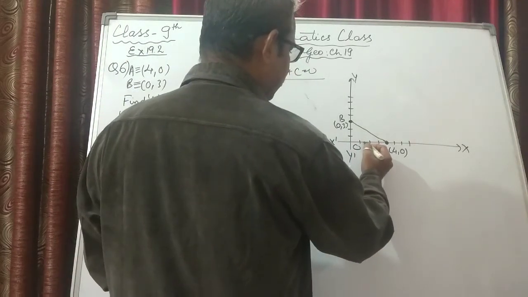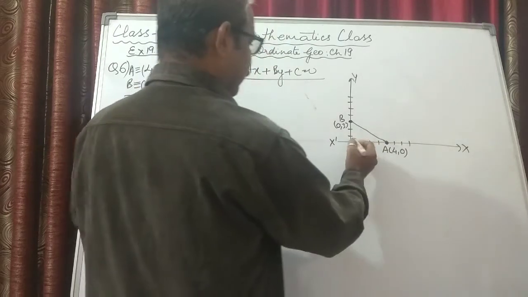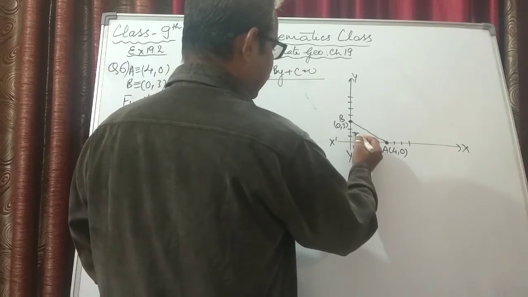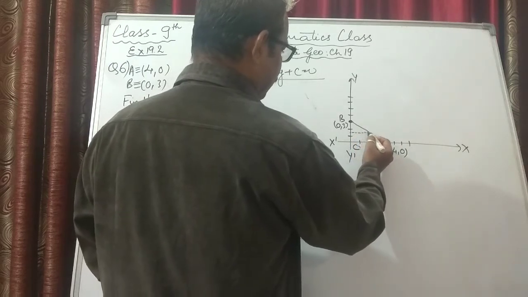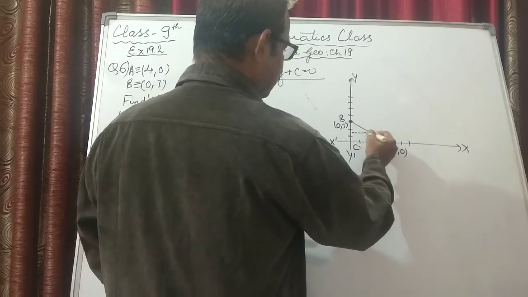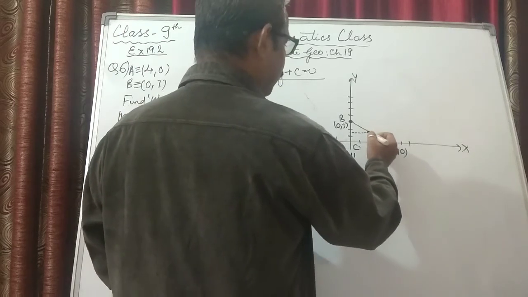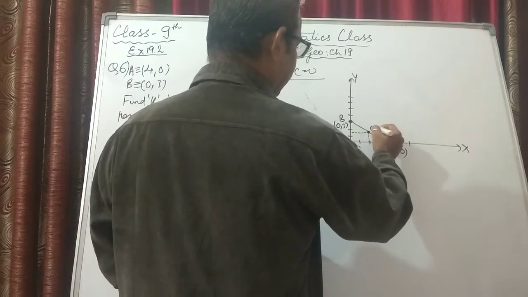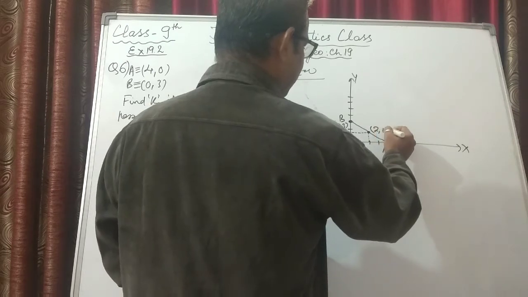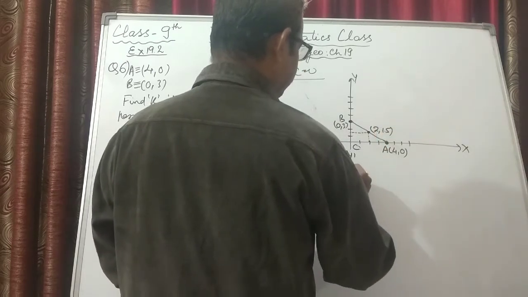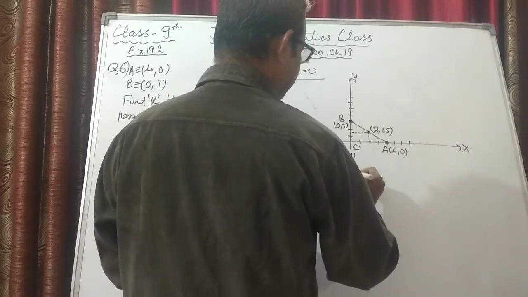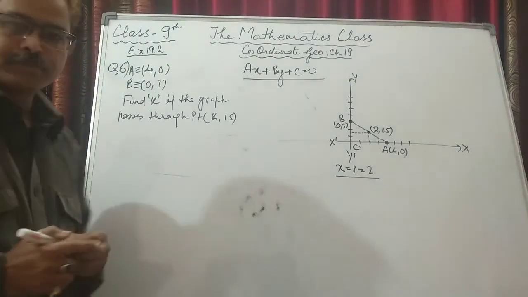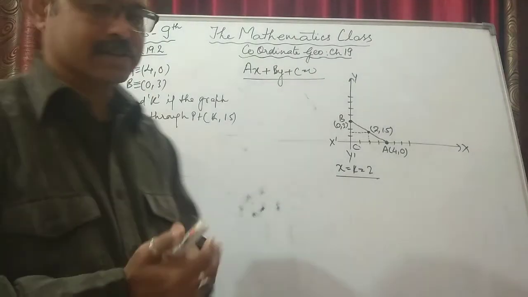1.5 will be somewhere here, 1.5 on y. So (k, 1.5) will be somewhere here. If I draw a perpendicular from this point, this will be the point and the value of k will be something like this. It lies on 2. So you can say the coordinates of this point are (2, 1.5). So the value of x, that is k, is equal to 2 units. That is the value. So this finishes off this exercise.